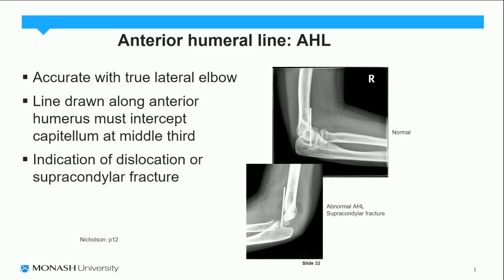So on a true lateral view of the elbow, if you draw a line along the anterior humerus, this must intercept with the capitellum at the middle third, and we can see that in the top image. In the image at the bottom, when we draw a line, we can see that we now miss the capitellum, and that is an indication either of a dislocation or a supracondylar fracture.